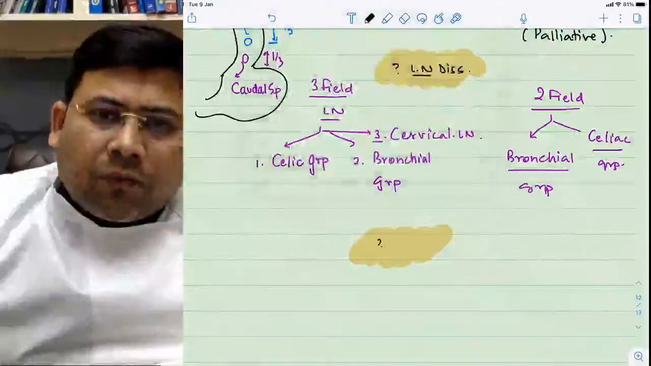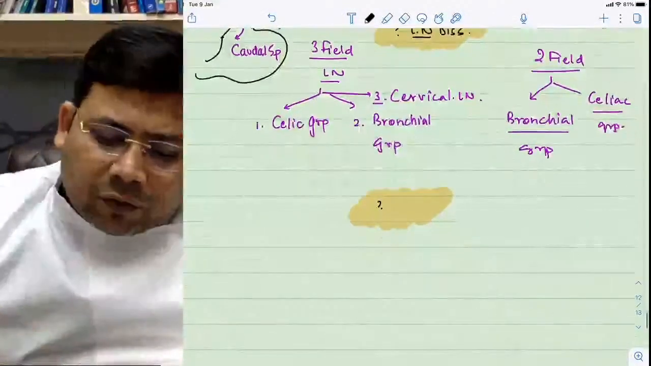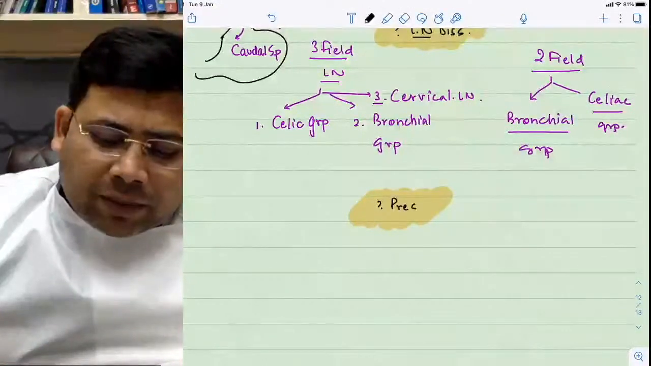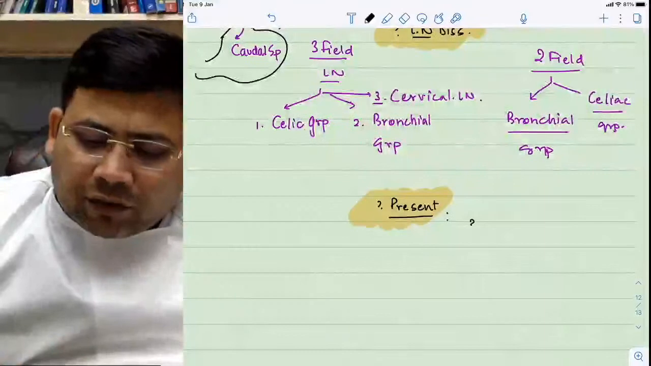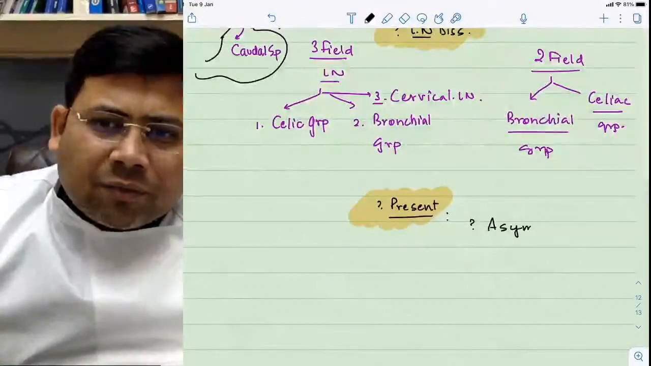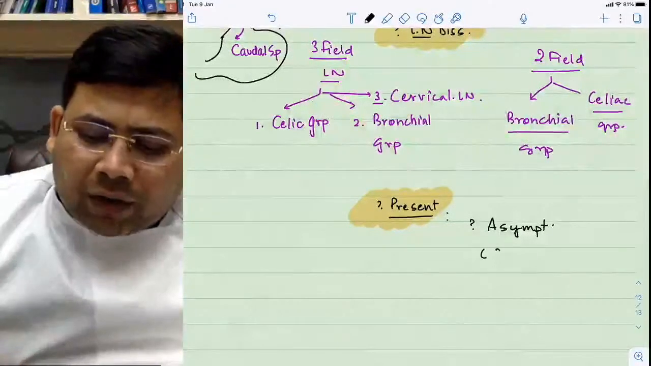Now, when we talk about CA esophagus, let us talk about their presentation. The majority of the patients have an asymptomatic presentation. Now how are they detected then?